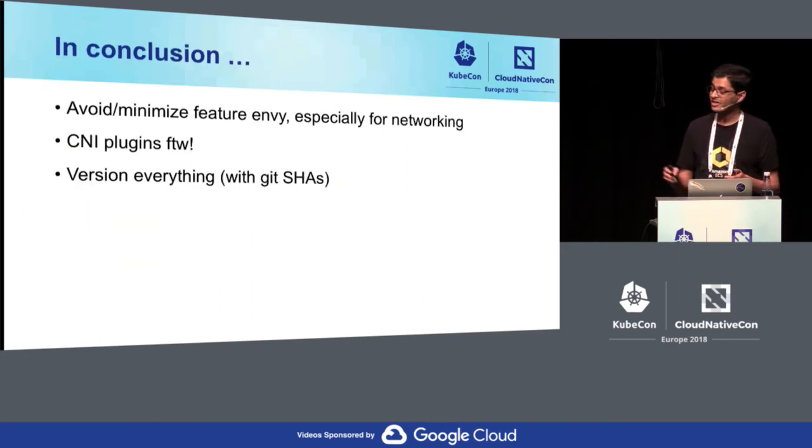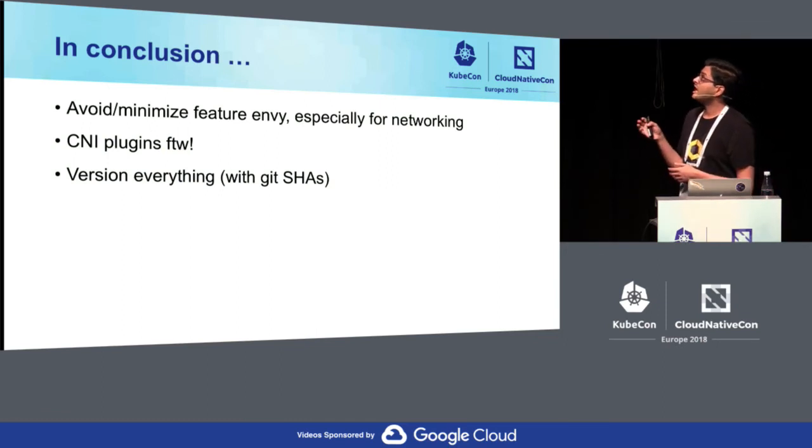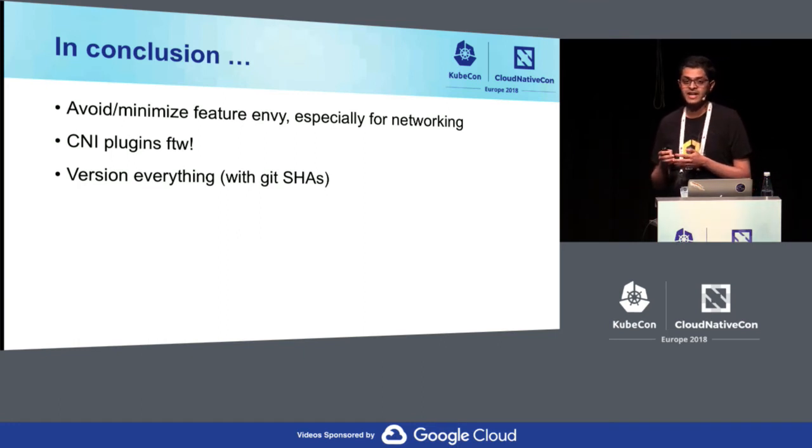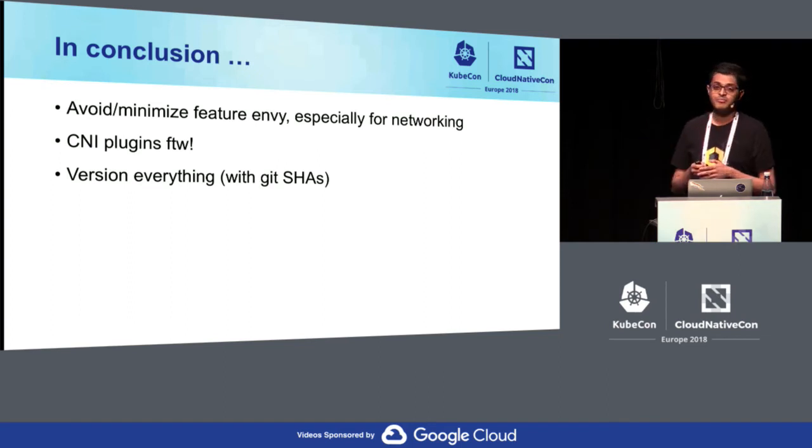So just to conclude, avoid feature envy for containers. Bring in the same abstraction as you have for virtual machines, at least in terms of networking, because it makes a lot of things very simple. And we're really grateful to the authors of the CNI plugins because it's an awesome project for anyone to integrate with, and it made our lives a lot simpler. And version everything with Git SHAs. It helps you a lot when you're dealing with a distributed, complicated application to detect what actually caused the issue.